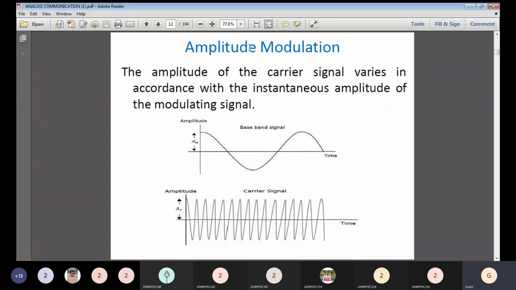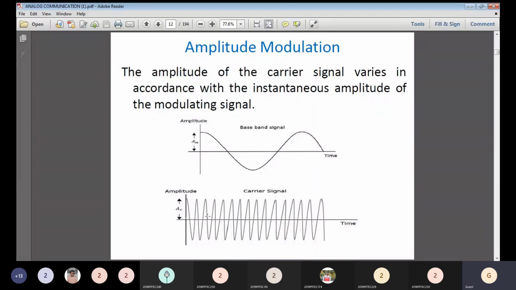First one is amplitude modulation. What is called amplitude modulation? The amplitude of the carrier signal varies in accordance with the instantaneous amplitude of the modulating signal. In this diagram, we have two signals. The first signal is the low frequency message signal. The second signal is the high frequency carrier signal. The high frequency carrier signal has one constant amplitude, that amplitude value is AC. The message signal amplitude is AM. That is represented in the diagram itself.